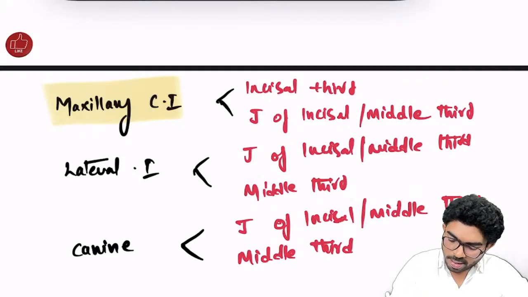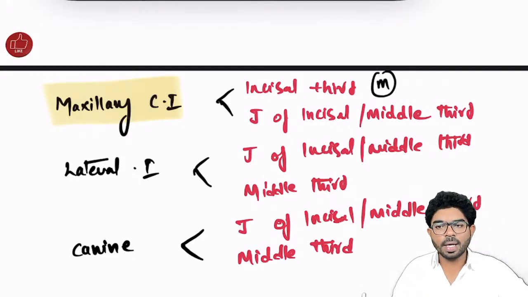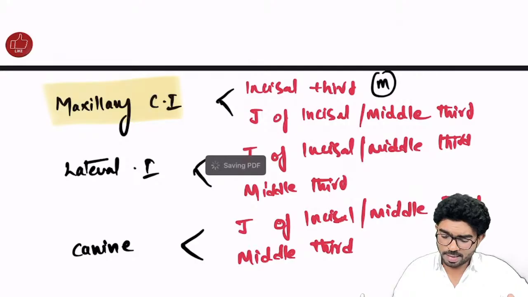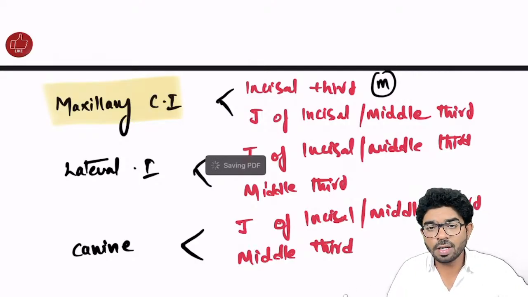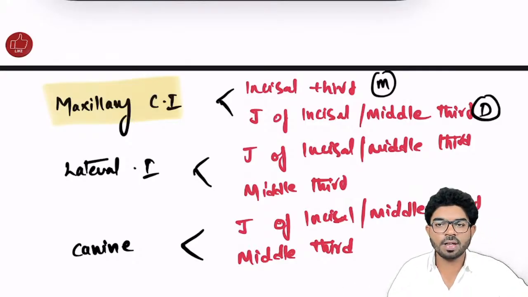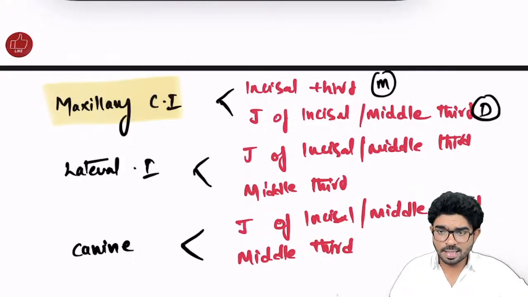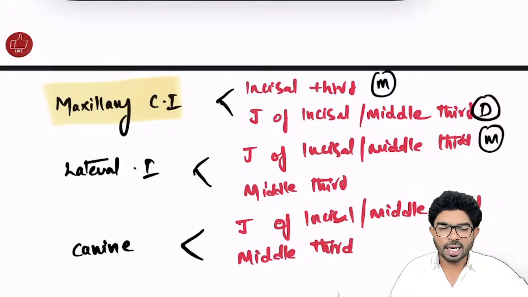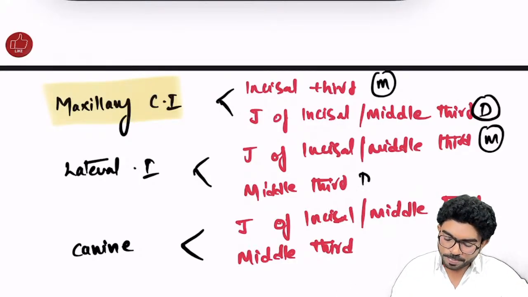On the mesial side, the contact point is in the middle incisal 1/3, and on the distal side, that is contacting with the mesial side of the lateral incisor. So it is going to be on the junction of incisal and middle 1/3. On the distal side, it is going to be the junction of incisal and middle 1/3. Lateral incisor on the mesial side, it is the junction of incisal and middle 1/3, and lateral incisor on the distal side, it is middle 1/3.